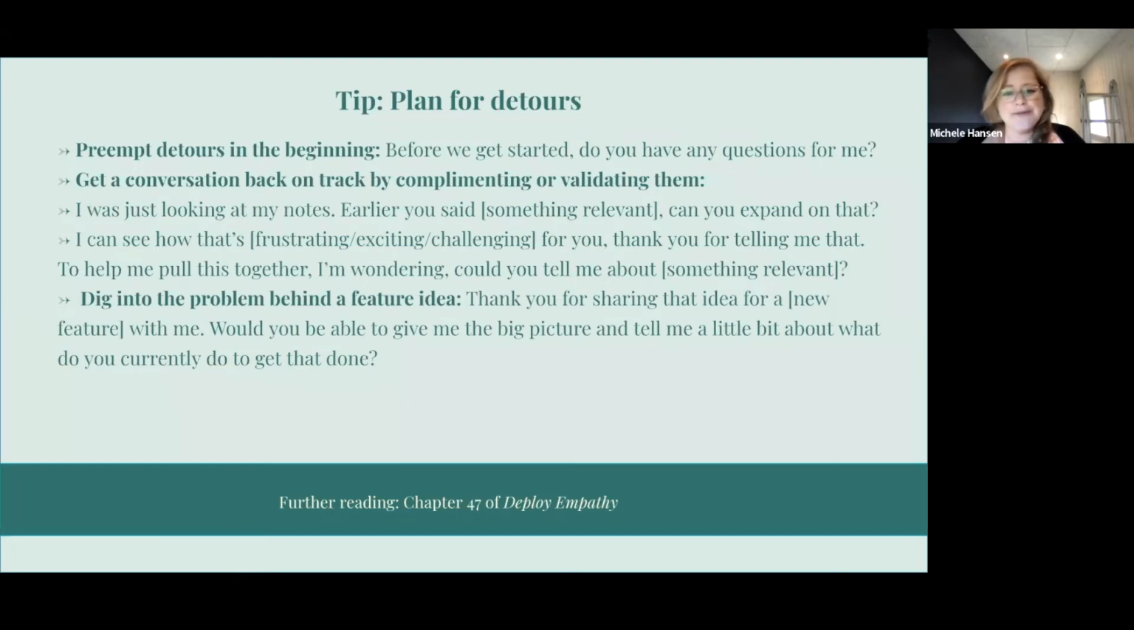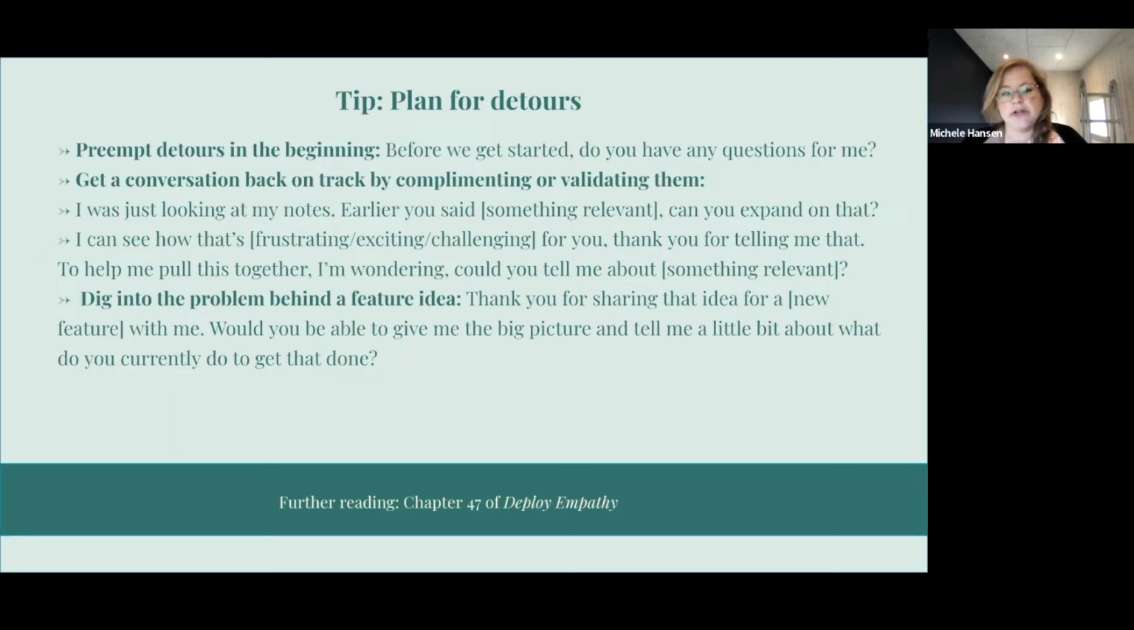But if they start talking about something and you want to get it back on track, don't cut them off. Wait for a pause and then say, "I was just looking at my notes. Earlier, you said something about how you send those invoices. I'm wondering, could we just go back to that?" Find a way that complements what they said. Because if you say that you're looking at your notes, you're saying that what they said was important, that you're paying attention to them, that they're the one who is leading this conversation.